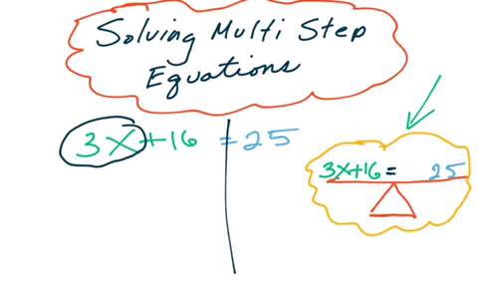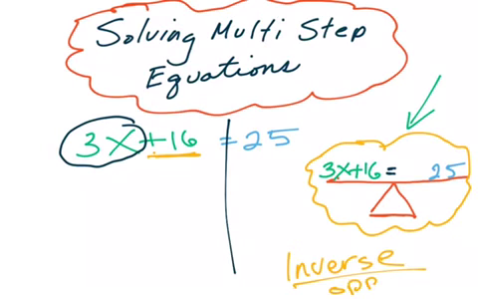So what's not circled on this side? The positive 16. In order to move positive 16, we have to take the inverse or opposite operation to move it. So we're going to move that positive 16 to the other side. So we take negative 16 on both sides to keep the equation balanced. What I do to one side, I do to the other.